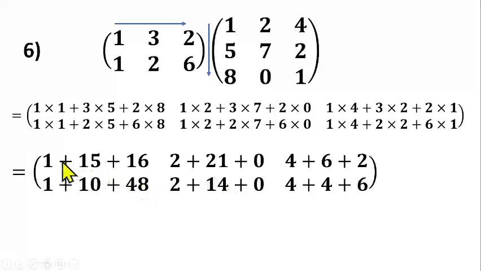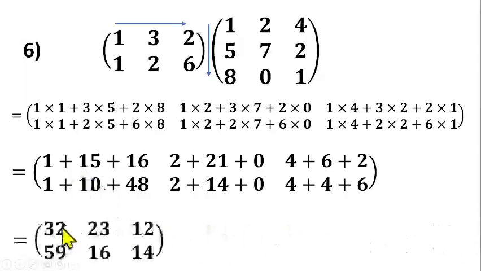Then you can now add these together. So if you add, you'll be having 1 plus 15 plus 16 is 32, 2 plus 21 plus 0 is 23, 4 plus 6 plus 2 is 12, 1 plus 10 plus 48 is 58, 2 plus 14 plus 0 is 16, 4 plus 4 plus 6 is 14. So when we multiply this matrix by this matrix, it gives us this matrix.